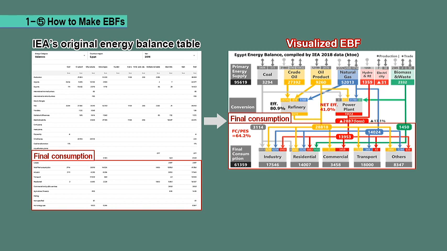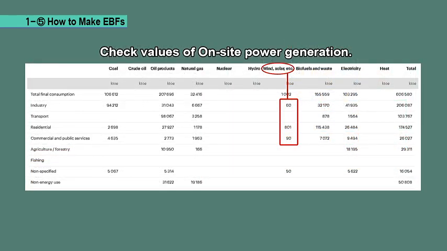Next is final consumption at the bottom. Based on the IEA's energy balance data, type values by sector and energy. On-site power generation refers to solar power generation facilities at residences, etc. If the IEA table lists anything in the solar column, include it in the EBF.